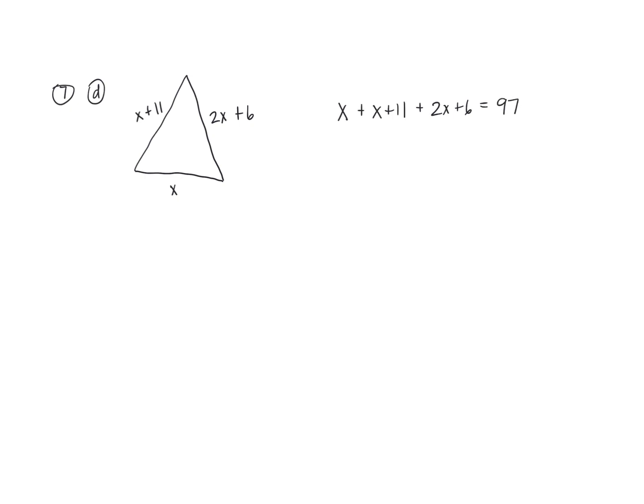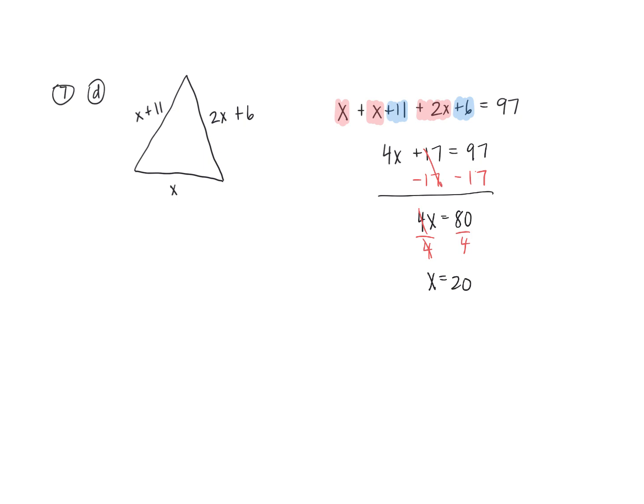Now we'll combine our like terms. We have 1, 2, plus 2 is 4, so 4x. And then the constant terms, we have 11 and 6. When we add those together, we get plus 17 is equal to 97. To solve, we subtract 17 from both sides and get 4x equals 80. Divide by 4. So x is 20.